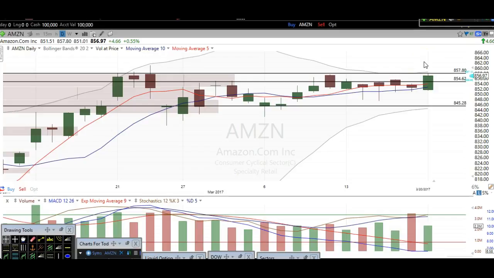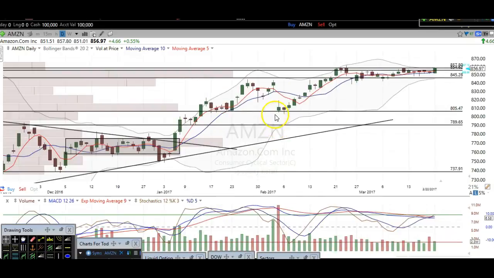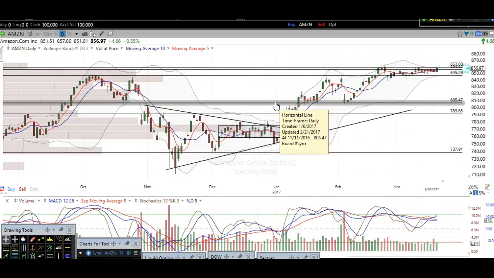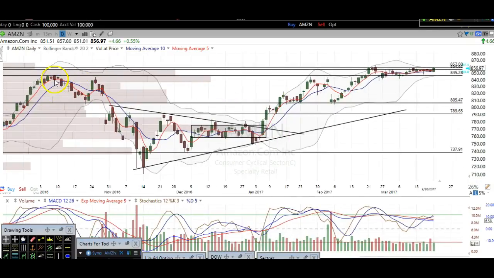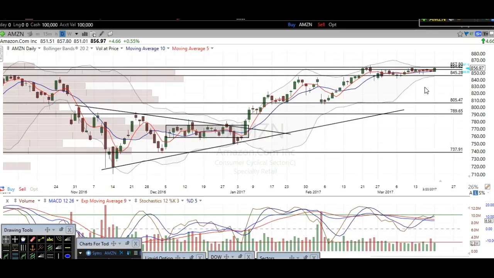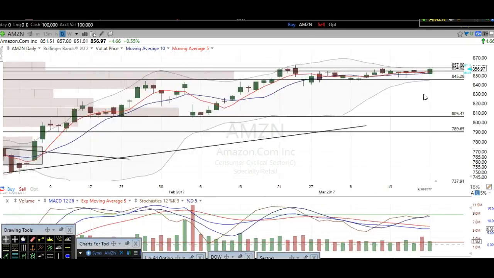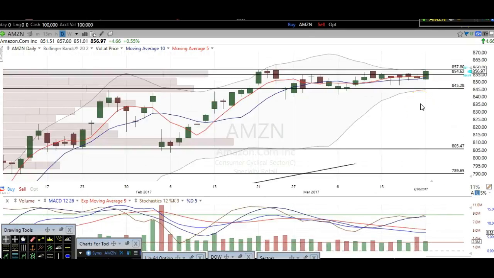Now looking at a little bit of a bigger picture here on Amazn, you can see these were the previous all-time highs, getting rejected there, right here, and then here we are just trading sideways just above those previous all-time highs. So more than likely, the direction that we're going to break out is going to be to the upside just because of that mere fact that we broke over that previous resistance.